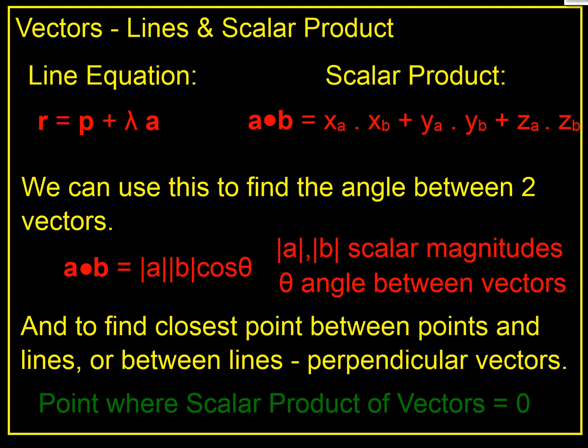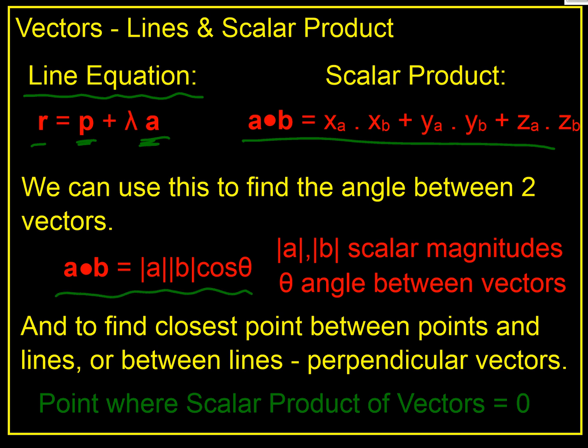so in summary, in one of these questions we can use the line equation. In this form, a vector line equation, a point on the line is a known point plus a multiple of the line vector, and we can just substitute values in and find out what lambda is, or find a point by going the other way. Here's our scalar product, our dot product. We're just going to multiply the coefficients together. We can use that to find the angle between them.